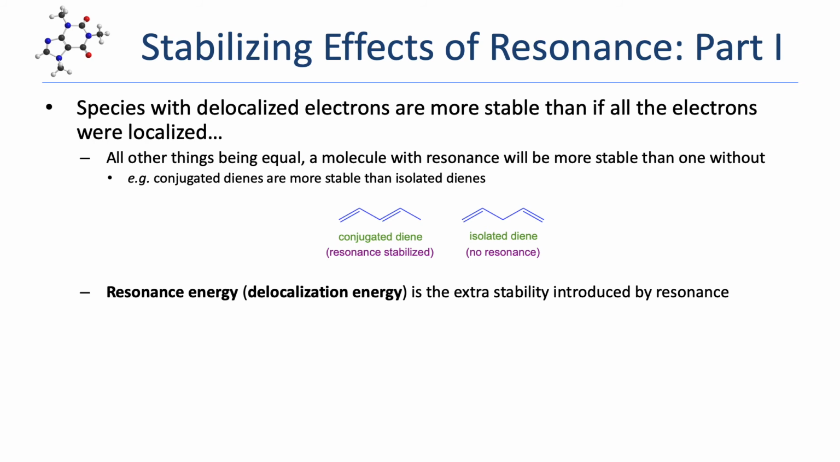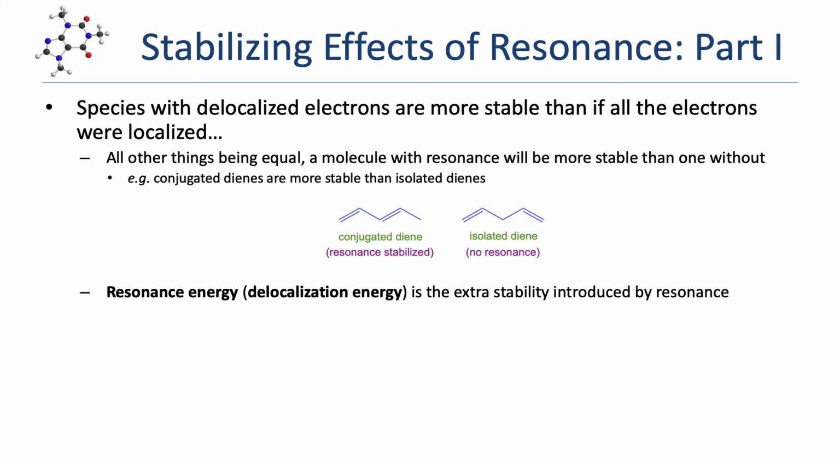These dienes are isomers, and so they have the same formula. And they also have the exact same kinds of bonds. Each has the same number of CH bonds, the same number of CC sigma bonds, and the same number of CC pi bonds.